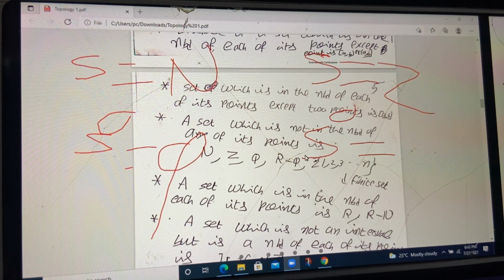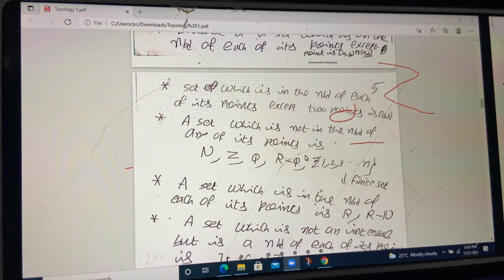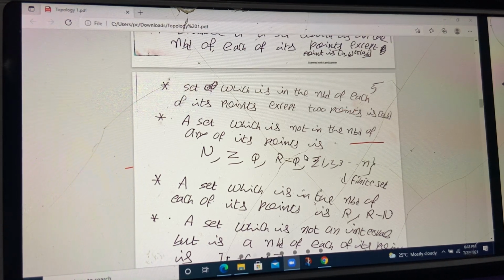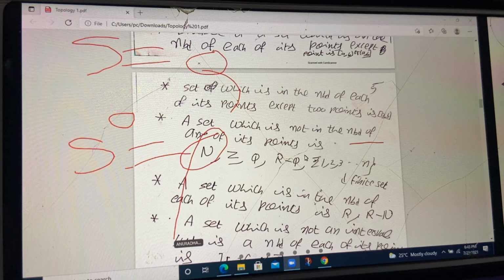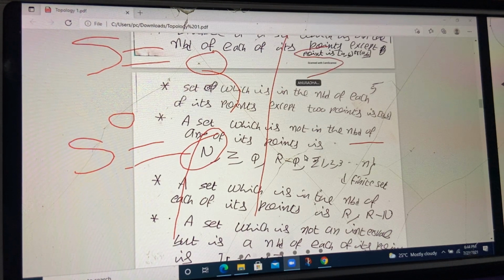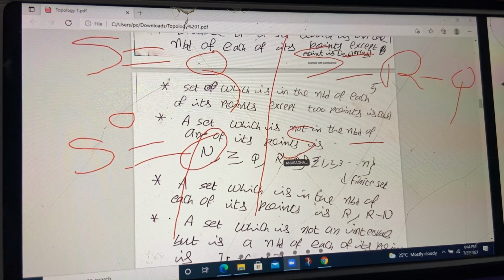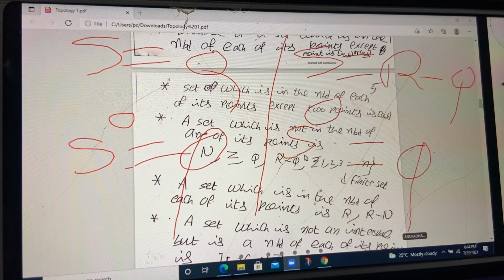Next one. If S is equal to Q, we have seen in the rational number system that no point is an interior point. So if S is equal to Q, S interior is the empty set, because there is no interior point. Next one. If S is equal to R minus Q, S interior is the empty set, because no irrational number is interior.